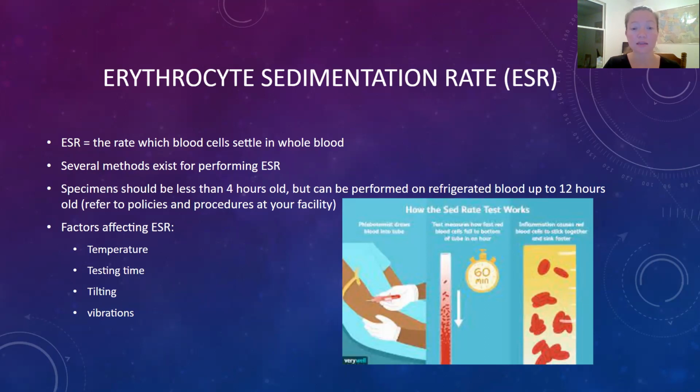There are several methods that exist for testing ESR. It's important to remember that specimens should be less than 4 hours old, but they can be performed on refrigerated blood up to 12 hours old. And of course, you're going to want to refer to your facility specific procedures and policies related to that. Some factors that do affect the erythrocyte sedimentation rate are temperature, like we just mentioned, the testing time as well, tilting and vibrations. All of those things can actually cause the red blood cells to settle at a different rate than they would if we just let this process happen appropriately.